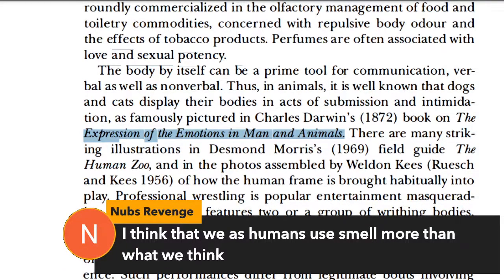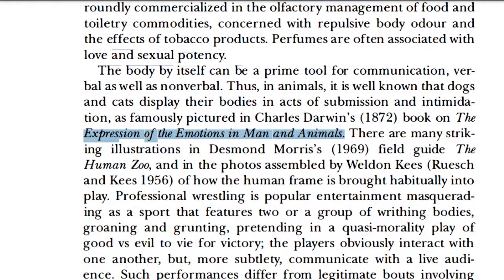Yeah, we use smell more than we think, but not nearly as much as the other animals, is what it's getting at, like wolves and sharks. They really use smell. I mean, sharks can smell like, I don't know, a tiny bit of blood in parts per billion or something in the seawater, so they're pretty slick.